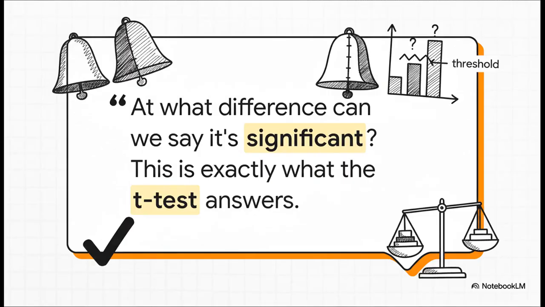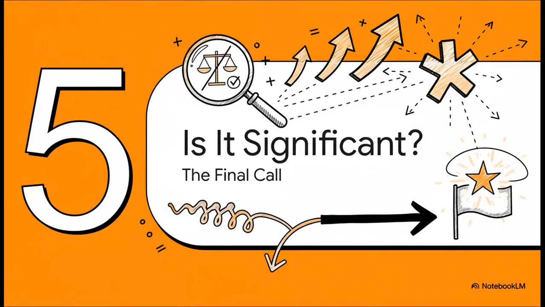And this brings us right to the core mission of the t-test. It's all about finding that threshold, that tipping point. At what point is a difference big enough that we can finally confidently say, you know what? This isn't just chance. Something real is happening here. So how do we make that final call? How does the t-test give us that definitive yes or no on whether our result is significant?